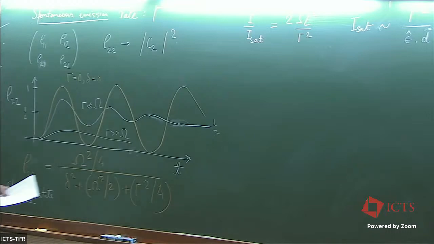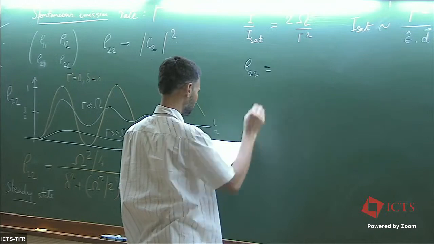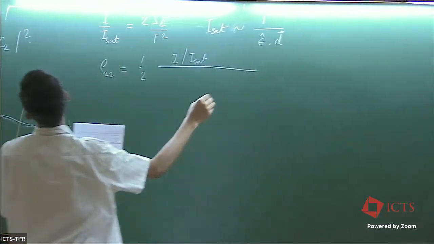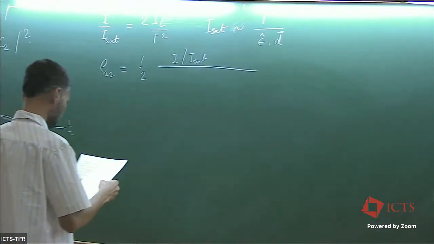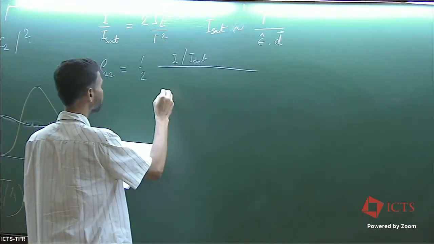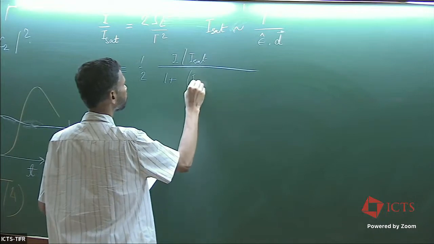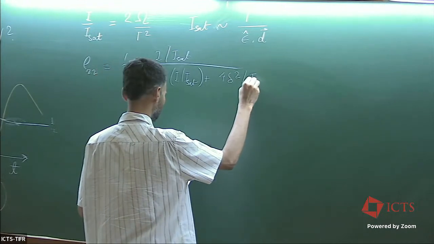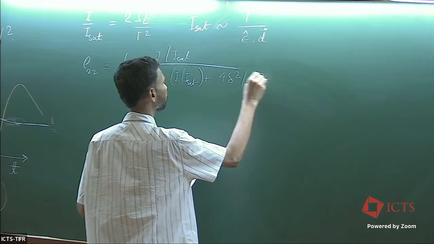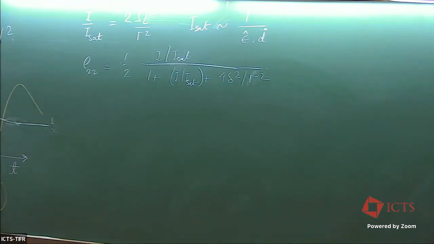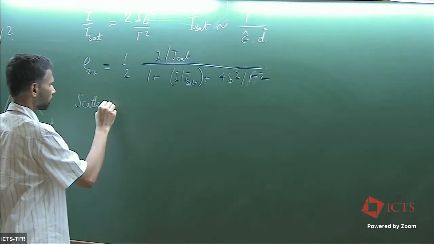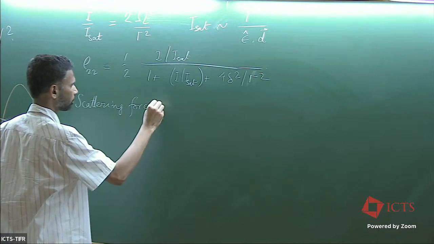Also, let me just write this down in terms of rho 2 2, which is basically 1 by 2 times I divided by I saturation, over 1 plus I by I saturation plus 4 delta squared by gamma squared. Why did I write this? The reason is that now we are very close to understanding this scattering force, which we were after, which is what is causing our laser cooling.